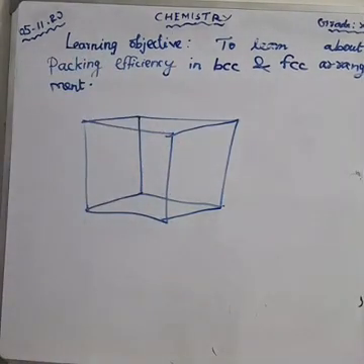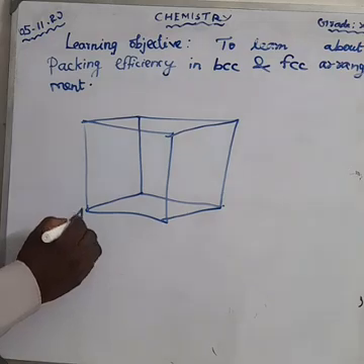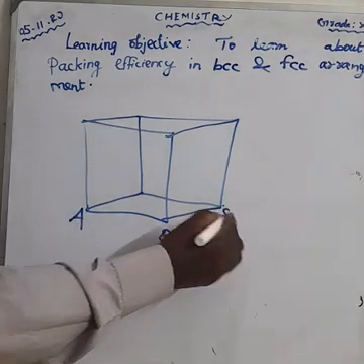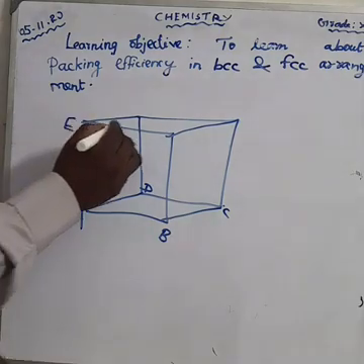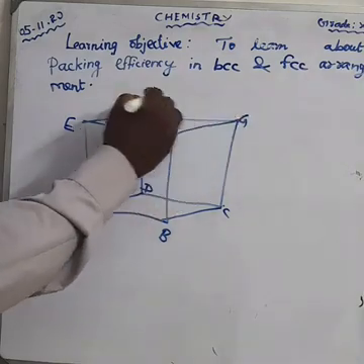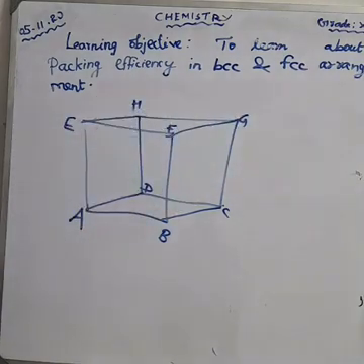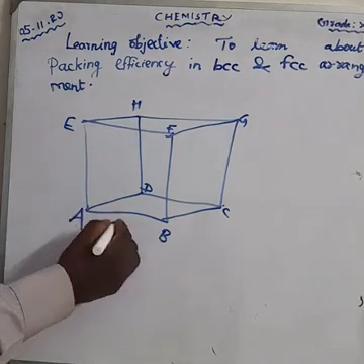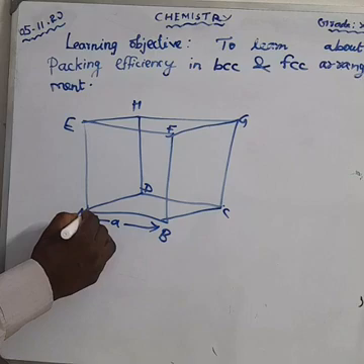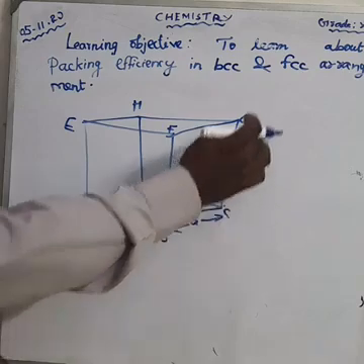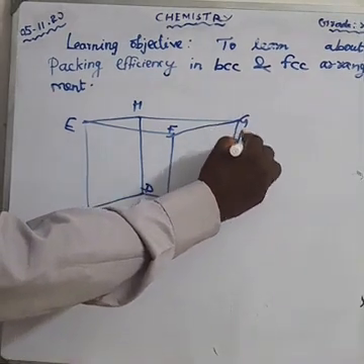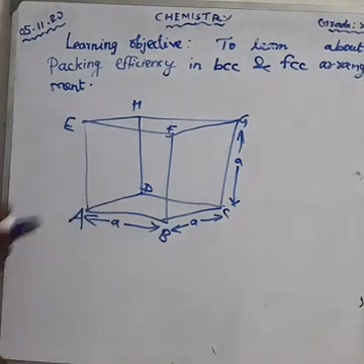This is one of the cubes. We should mark the cube: this is A, B, C, D, and E, F, G, H. Here A to B we take as a, and also B to C we take as a, and C to G we take as a. And about the radius, we should give the radius, and also we should draw the triangle.